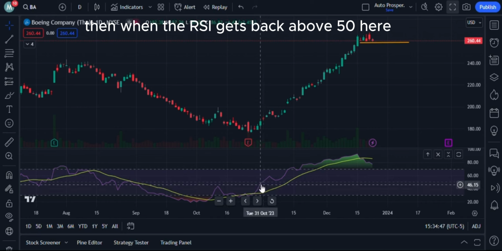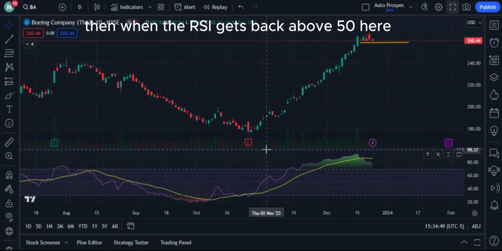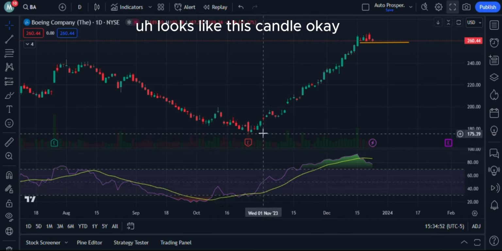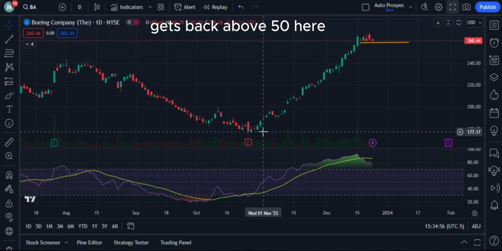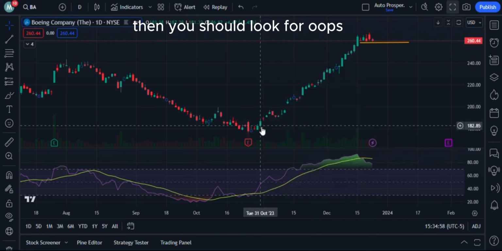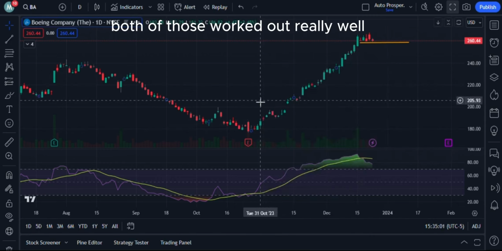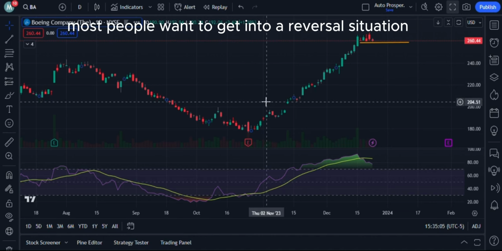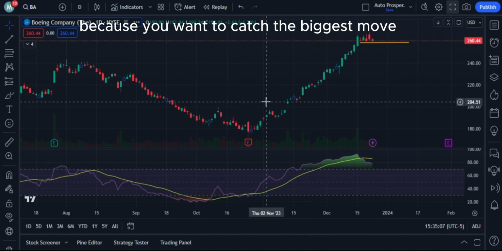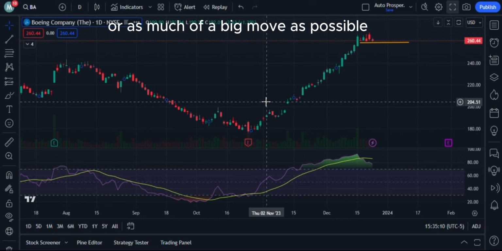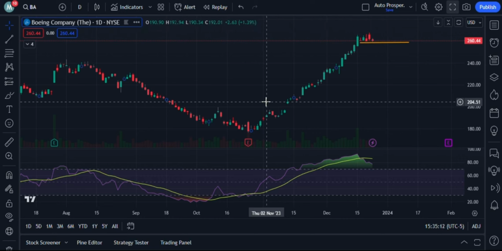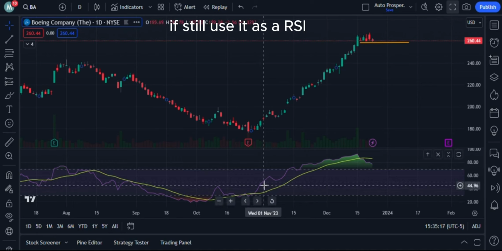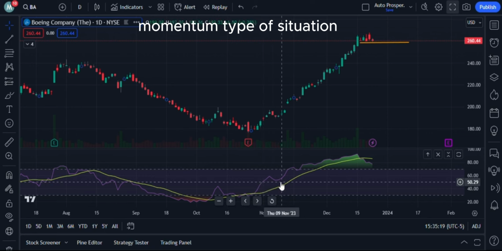Then, when the RSI gets back above 50 here, looks like this candle, okay, gets back above 50 here, then you should look for upward momentum. Both of those worked out really well. Now, again, I understand why most people want to get into a reversal situation, because you want to catch the biggest move, or as much of a big move as possible. So a better way to go about that is to still use the RSI as a momentum type of situation.